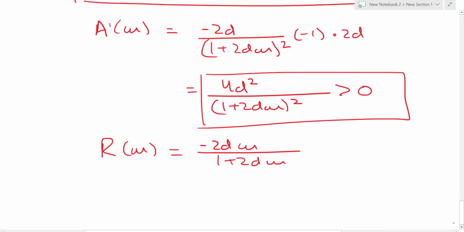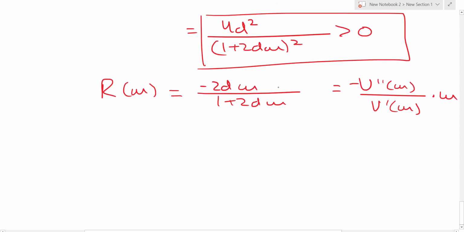right? And if you remember, for r of w, the formula was v double dash w divided by v dash w, the negative of it, multiplying a w, right? This is the formula, right? So yeah, you have this, and now you take r dash w to check whether the relative risk aversion is increasing or decreasing. Okay, so how do you differentiate this now? You have to apply the quotient rule.